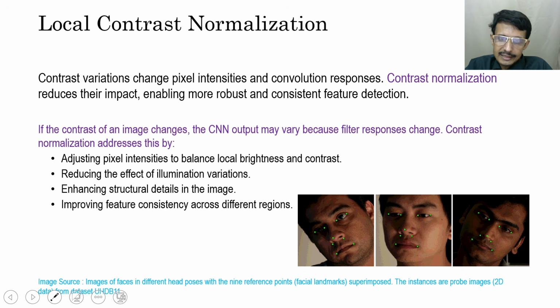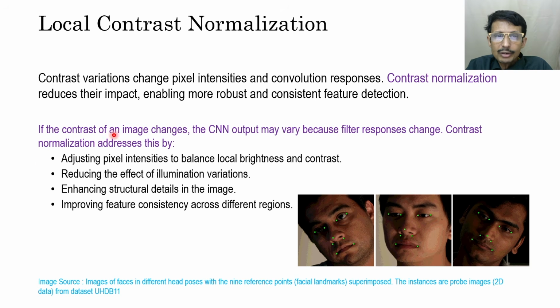Now you take this kind of image. Contrast variation changes pixel intensities and convolution response. So contrast normalization reduces their impact, enabling more robust and consistent feature detection. You can see that if the contrast of the image changes, the contrast at these points is different in these pictures.